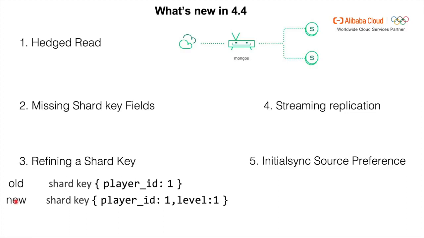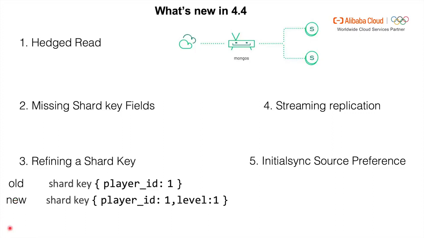Then we talk about hedged reads. Hedged reads are like, for example, if your Mongos router is sending reads to your shards, then from wherever the read response is fastest, it will come from that one. So that will reduce the latency for reads.